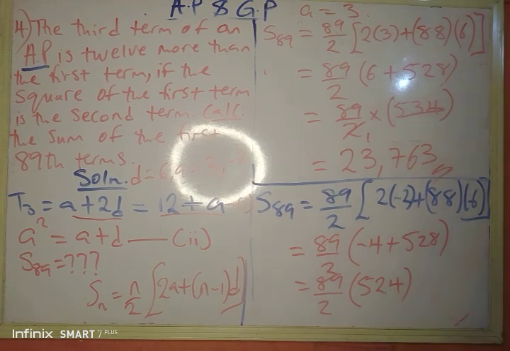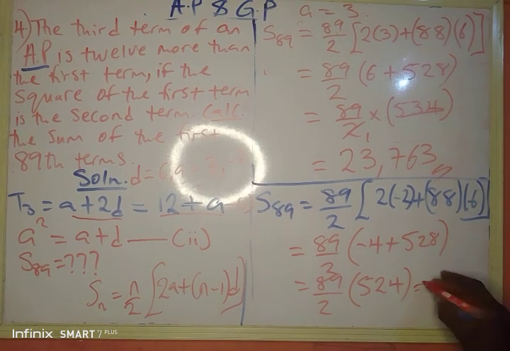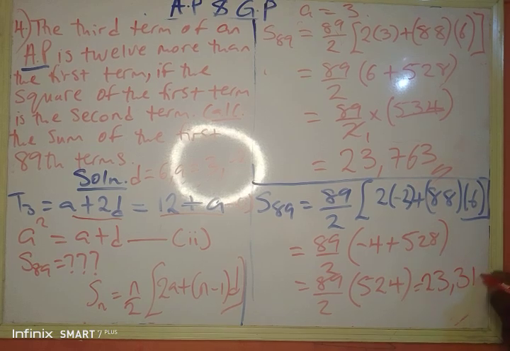524 divided by 2 is 262. 262 times 89, I have 23,318. Final answer. So the sum of 89 terms could be this or this. It depends on how the sequence wants to look.